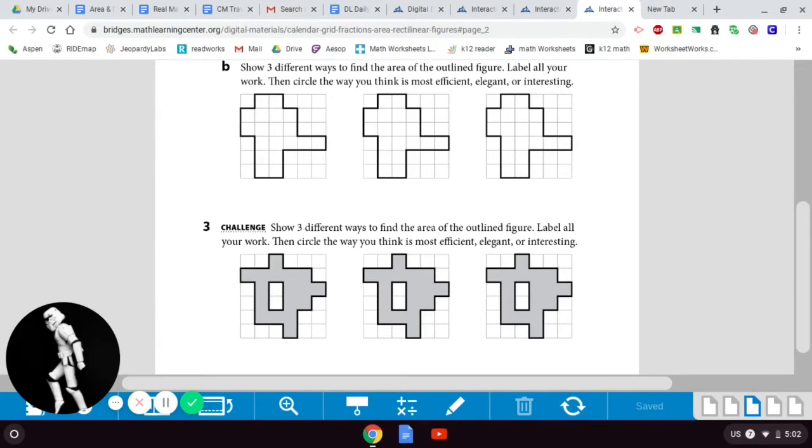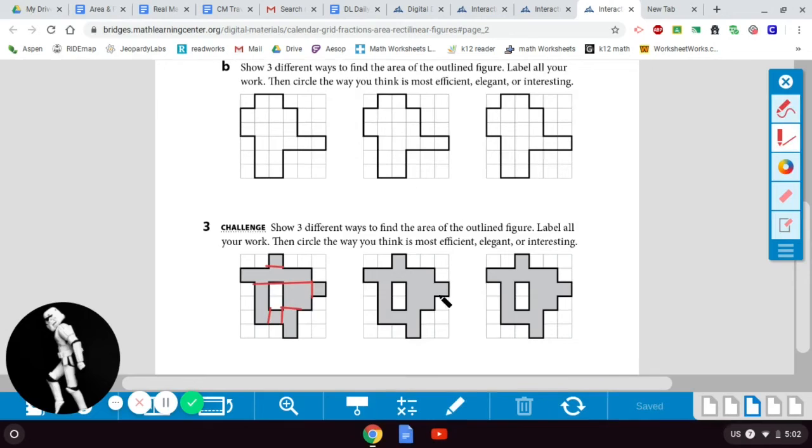Let's challenge yourself. What's so challenging about this? Let's talk about it. 3 different ways to find the area of the outlined figure. Label all your work and then circle the way that's most efficient, elegant, or interesting. Again, let's circle the most efficient. What's so challenging about this? The grid is gone on the inside. We've done this. For this, I'm going to show you one way to partition it. The rest of it, I'm going to want you to tackle on your own.